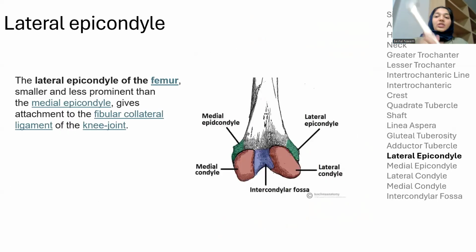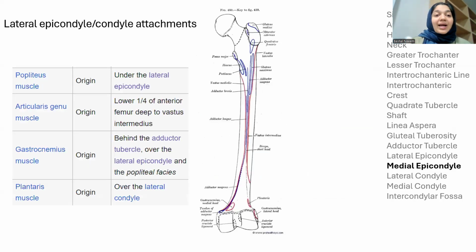Now we have a lateral epicondyle, and this is the lateral epicondyle and this is the medial epicondyle. Just put your femur in the right position from the upper part and trace it downward. So you had a medial epicondyle and the lateral epicondyle. Now the lateral epicondyle of the femur is smaller and less prominent than the medial epicondyle, and this gives attachment to the fibular collateral ligament of the knee joint. So remember that.